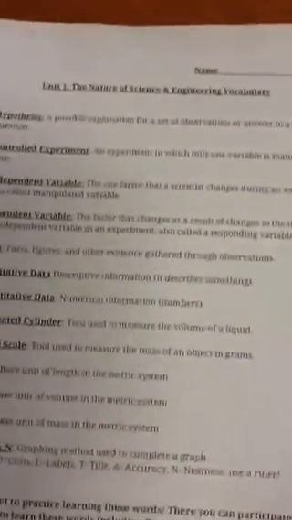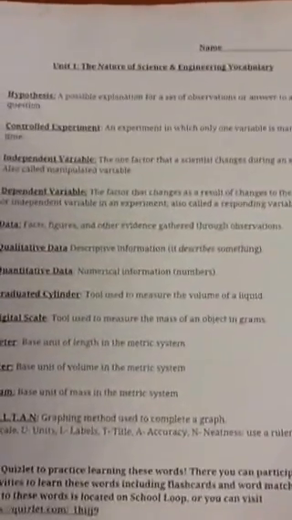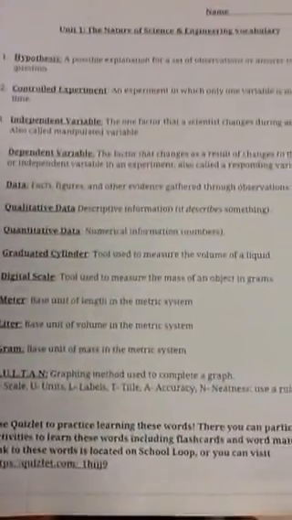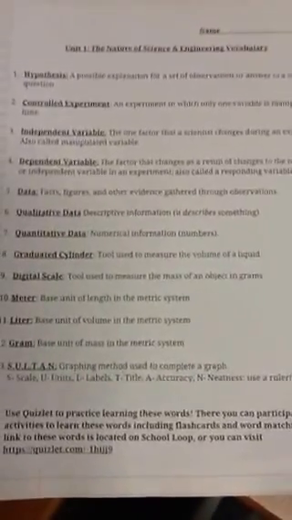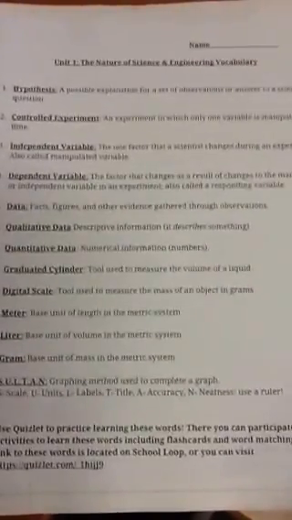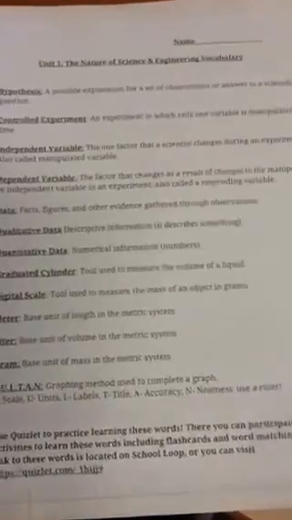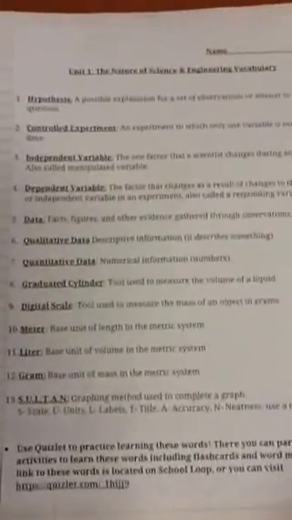On page 8 should be the Unit 1 Nature of Science and Engineering vocabulary. Please make sure you visit School Loop for the Quizlet link to practice these words in a more meaningful way than just looking at this paper. Here at Quizlet, you can practice matching and also doing a variety of other games to practice these words.